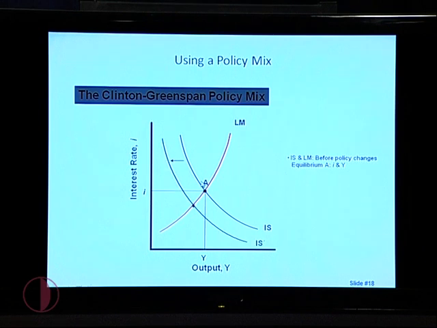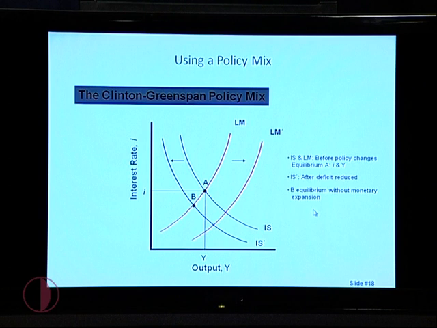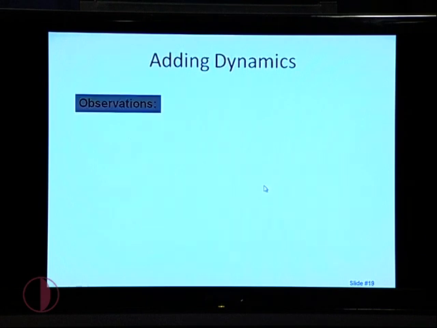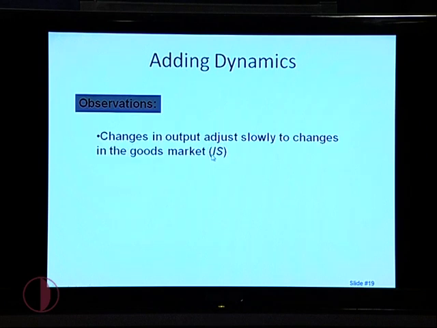After the policy mix, IS shifts to the left from point A to point B. After the deficit reduction, B is the equilibrium without monetary expansion. Then LM shifts to the right. Interest rate decreases. LM after monetary expansion, new equilibrium, I prime, Y prime.